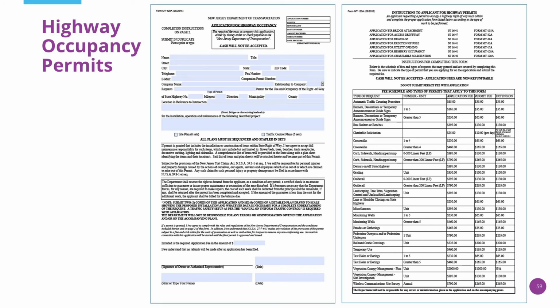Here is a copy of the Highway Occupancy Permit form. Download the form, fill it out, and upload the completed document to PMRS.